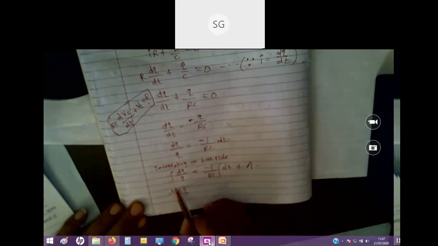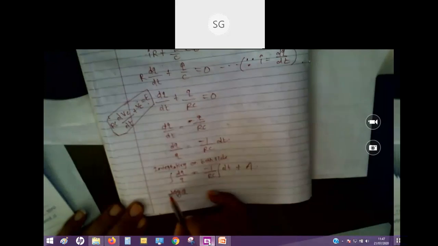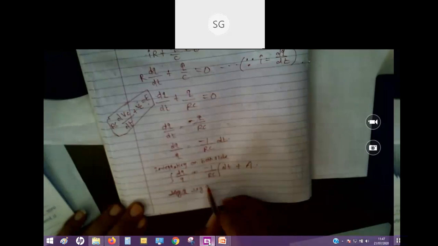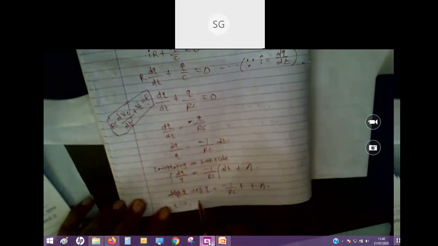But instead of writing this directly, what they have given in the question is that at time t is equal to 0, please tell me, what will happen? Whatever charge is there will be q naught at time t equal to 0, but that we will put after this equation: log q is equal to minus 1 upon RC into t plus A. Now at t is equal to 0, what is the charge in the circuit?